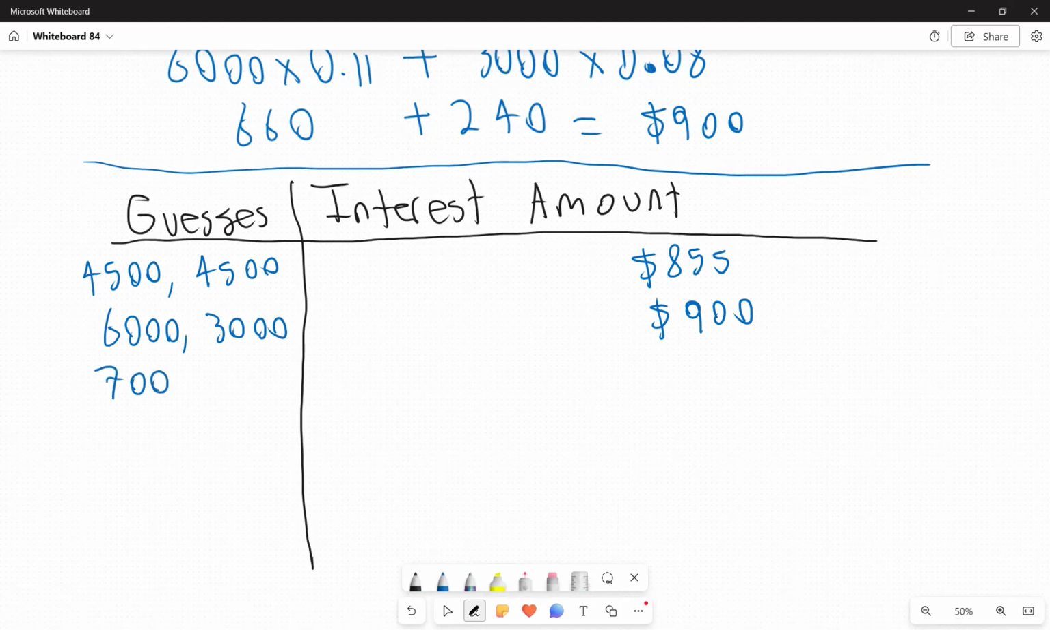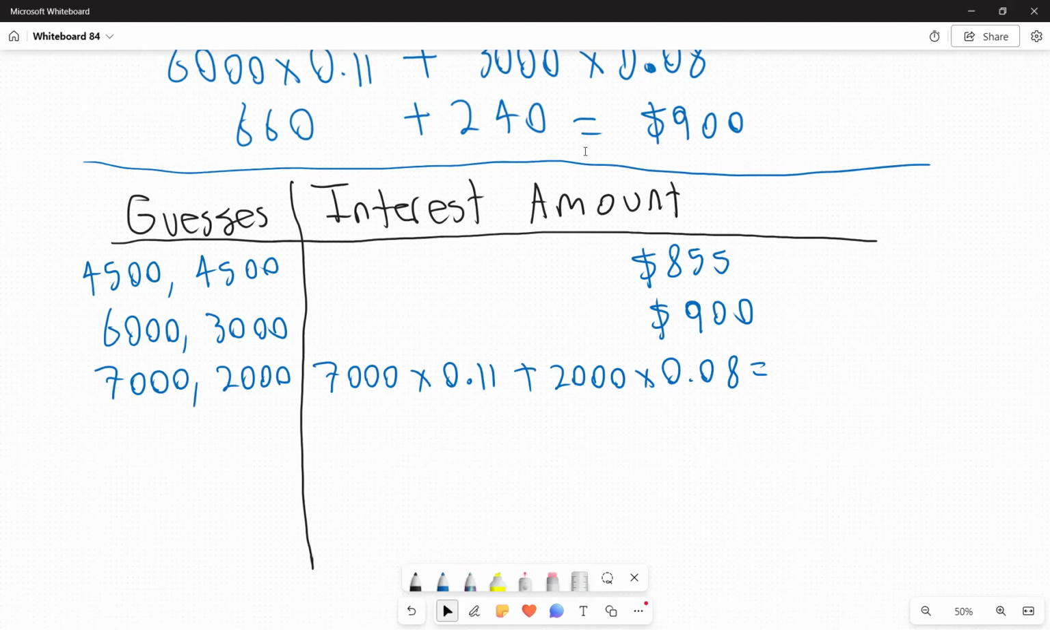So we are going to try 7,000 and 2,000. And the interest is 7,000 at 11% plus 2,000 at 8%. And we're going to calculate the interest amount.